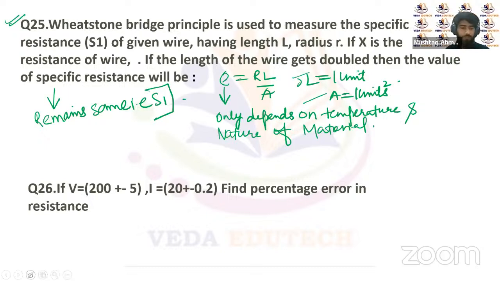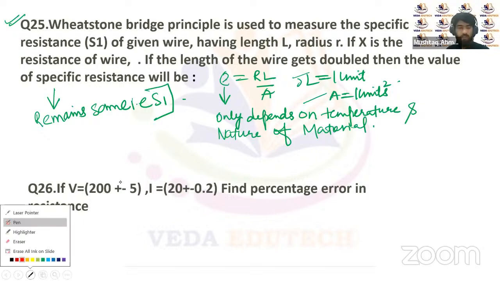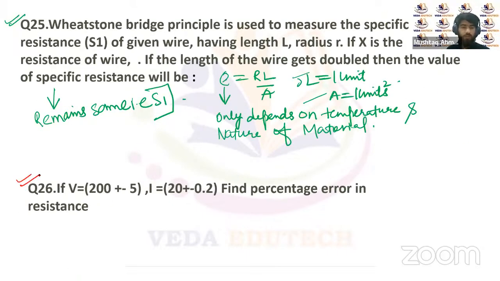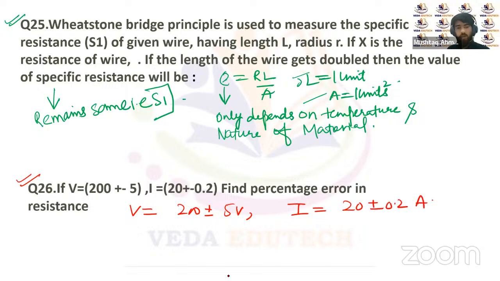Now let's discuss the final question of this session. This is the current electricity part one, and the part second will be discussed in the next session. This is the question number 21. The question says that if potential difference V is given as 200 plus minus 5 volts, and current through the resistor is given as 20 plus minus 0.2 amperes. This question is also asked in the JEE January session.